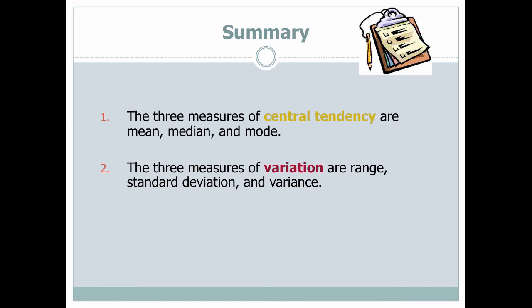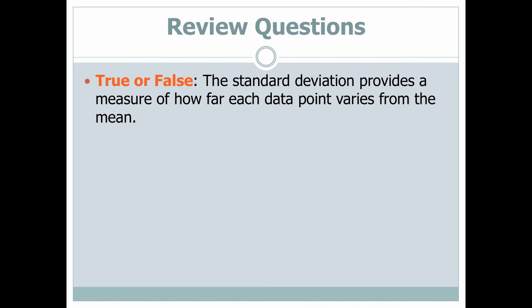So let's summarize what we covered today. The three measures of central tendency are the mean, median, and mode. The three measures of variation are range, standard deviation, and variance. Okay, let's have a review question. True or false? The standard deviation provides a measure of how far each data point varies from the mean. What do you think? It is true.